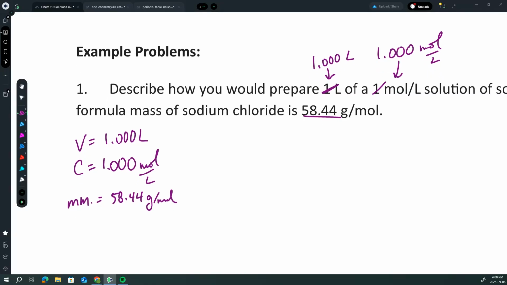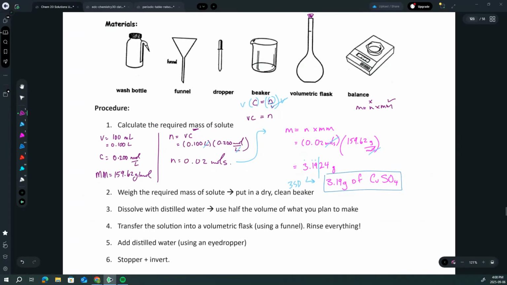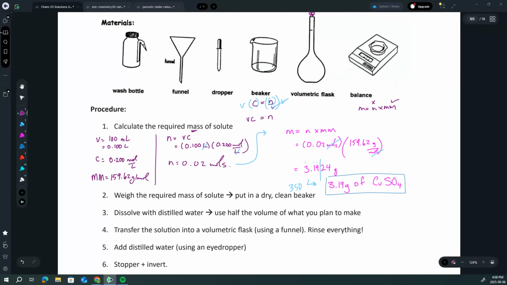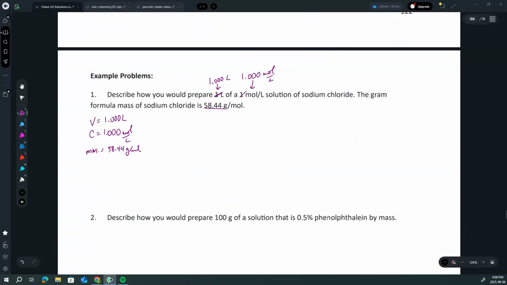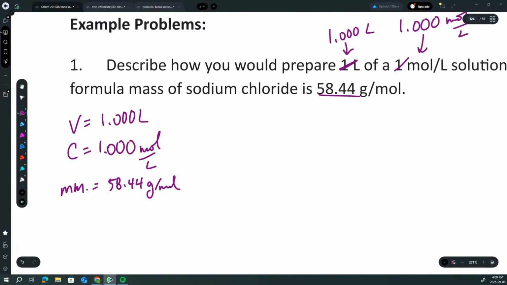All right. So essentially, we're just going to be doing the same strategy that we used here. So step 1, we're going to find our moles of sodium chloride. Step 2, we're going to find our mass of our sodium chloride. Or to make the steps a little bit more general, find your moles of your solute, find your mass of your solute. In this case, it's sodium chloride.